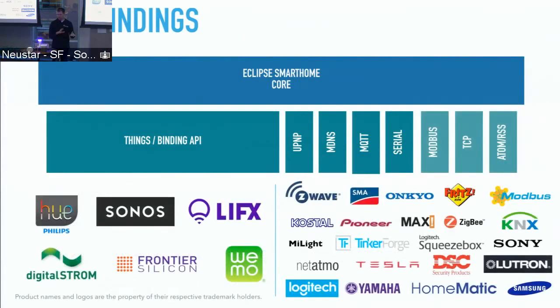Now, there are already, as I said, many of these bindings available. You see on the left side everything which is directly part of the Eclipse Smart Home repository. On other repositories out there on GitHub, mainly the openHAB repository, there are many, many more. This is just a subset of what is available. My last counting was around 70 bindings that exist so far, and there's still a long list for me to review and to merge as well.